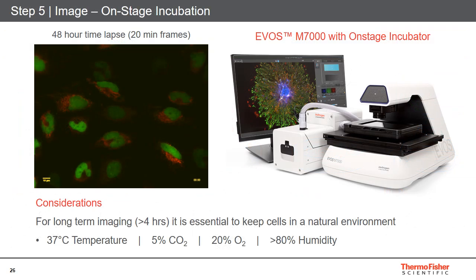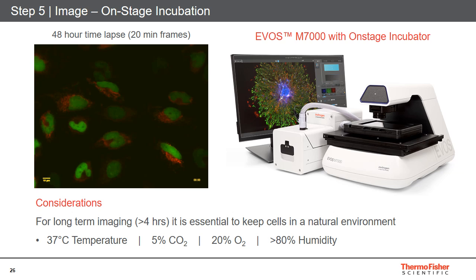First and foremost, much like with step number 2, where we needed to culture the cells in preparation for a live cell experiment, when we're performing a live cell experiment, especially over longer periods of time, one of the key considerations to keep in mind is that we need to keep the cells in their natural, healthy environment. This means that we need to incubate them. Generally speaking, this is done at 37 degrees Celsius with about 5% CO2, 20% O2, and then we try to keep the humidity as high as possible.